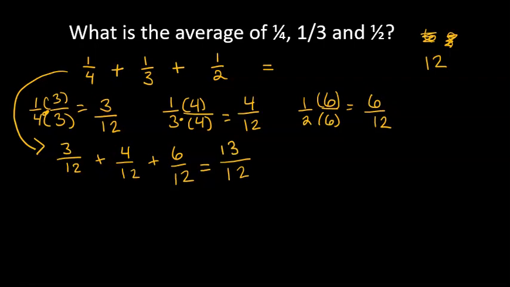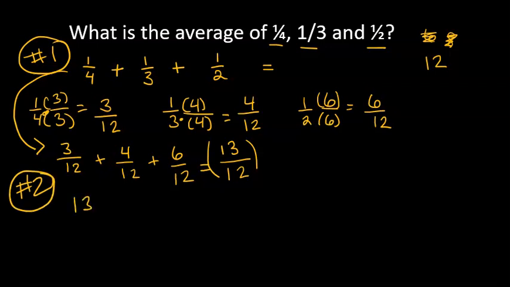So we added everything together, but now I have to divide, right? I have to divide the result I just came up with by 3 because they gave me 3 terms, 3 fractions. Here's step 1: add everything together. Here is step 2: I'm going to take 13 over 12 and divide it by 3. And how do I do that? Well, I use its reciprocal, right? So I'm going to do 13 over 12 times 1 over 3.